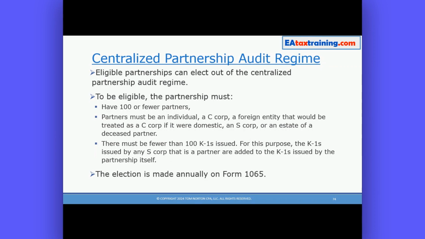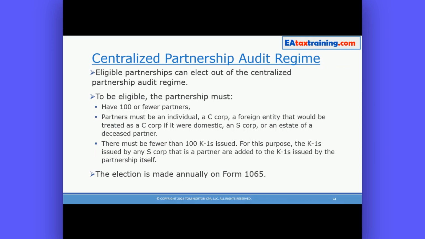Also, all the partners must be an individual, a C Corp, a foreign entity that would be treated as a C Corp if it were not a foreign entity, an S Corp, or an estate of a deceased partner. So if you have any other types of entities as partners other than those, then you cannot elect out of the centralized partnership audit regime.